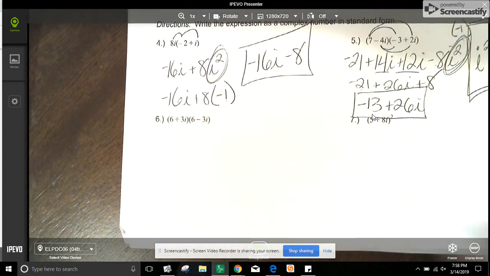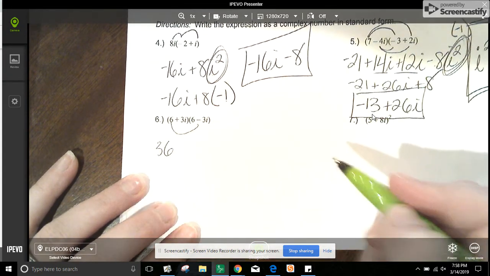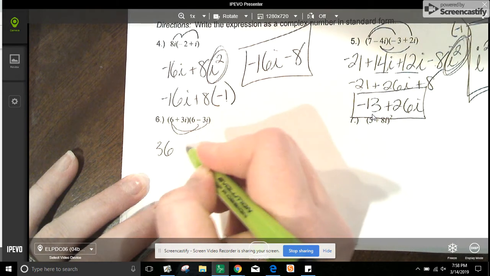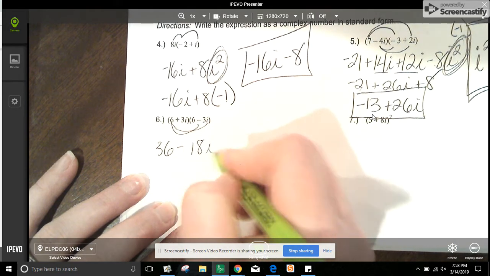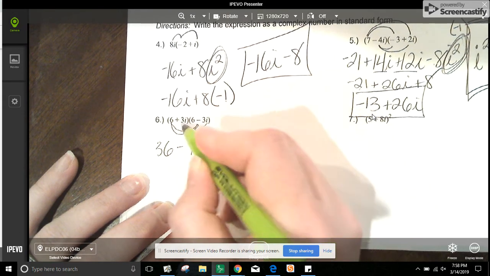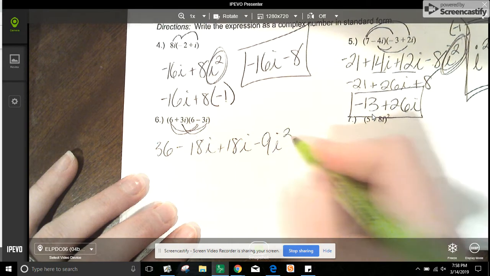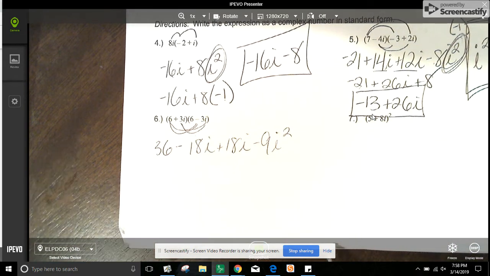So let's FOIL this. For number 6, we FOIL 6 times 6. 6 times negative 3i. Negative 3i times 6. And negative 3i times 3i would be negative 9i squared. So combine like terms and then replace the i squares with negative 1.